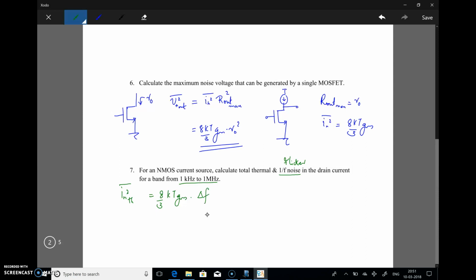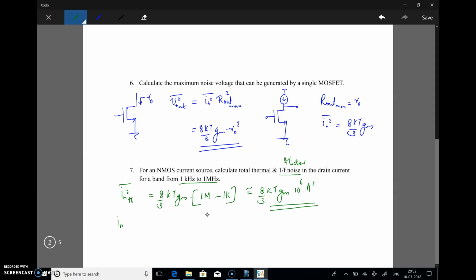This is the basic formula from your spectral density. Now to obtain total noise, in place of delta F, we can write 1 megahertz minus 1 kilohertz, that is the band. So this is approximately equal to 8 by 3 kT Gm into 10 power 6 ampere square. That is the first part. Now the second part is to find the total 1 by f noise.